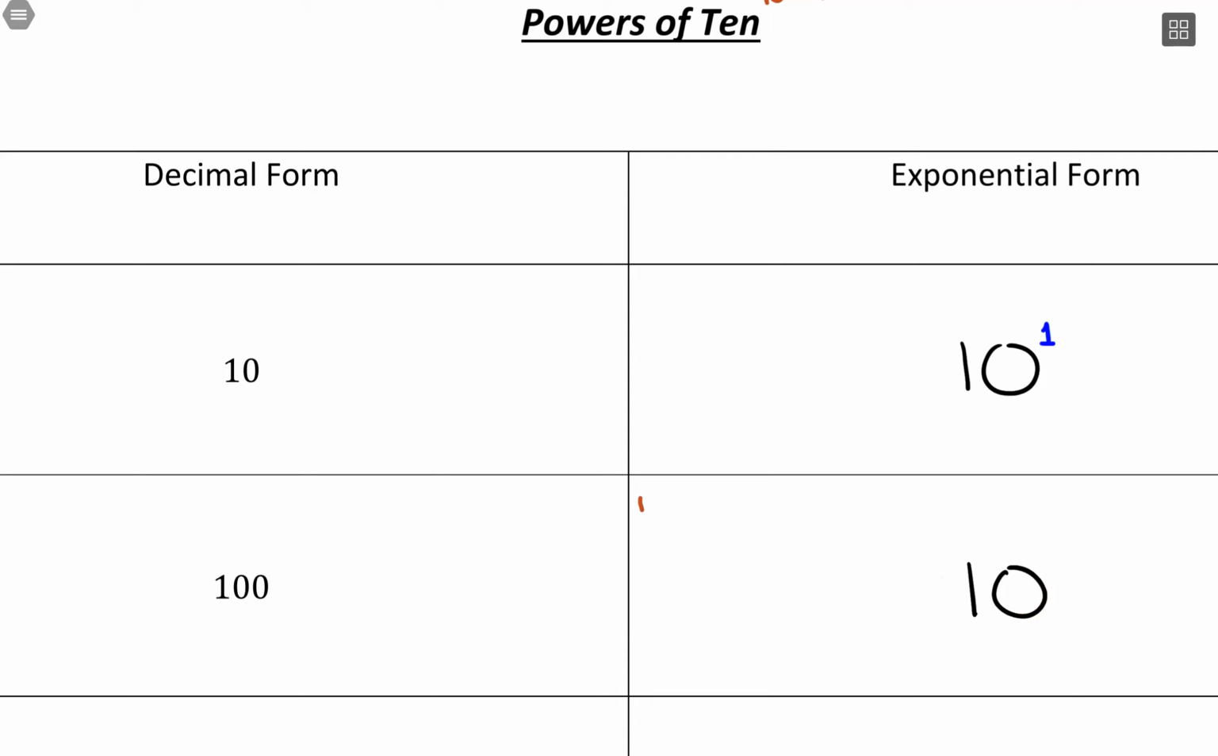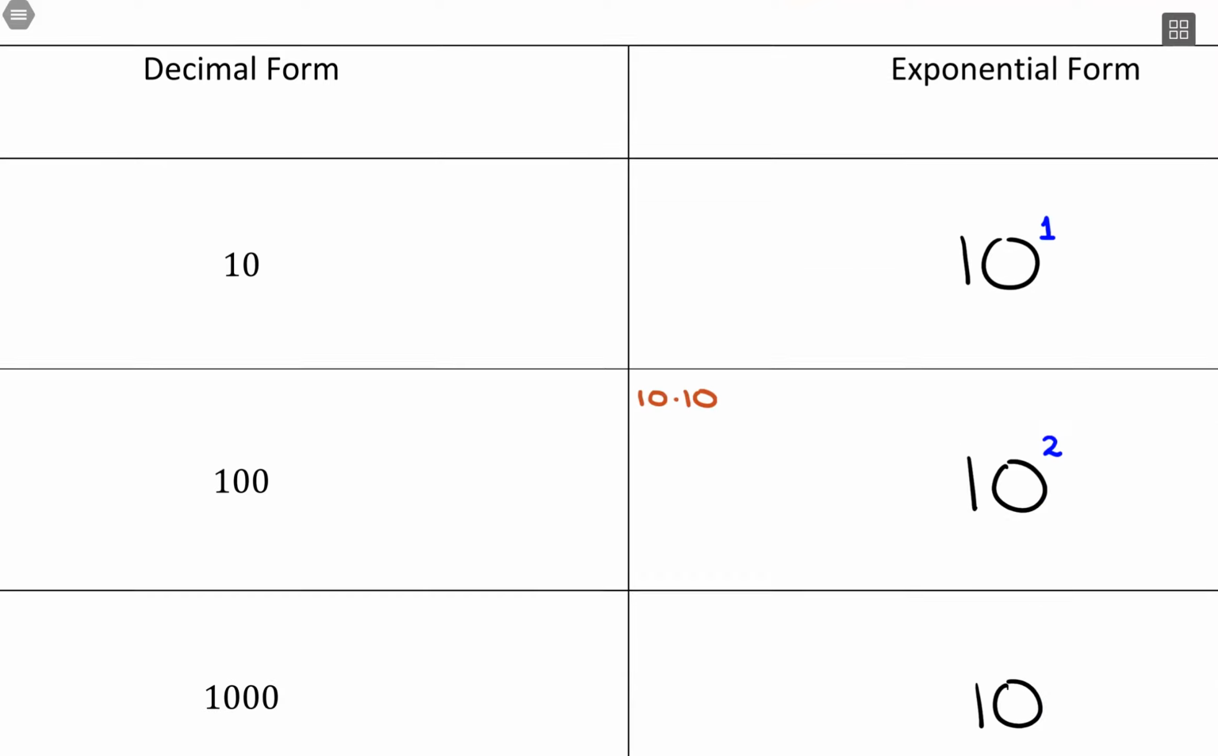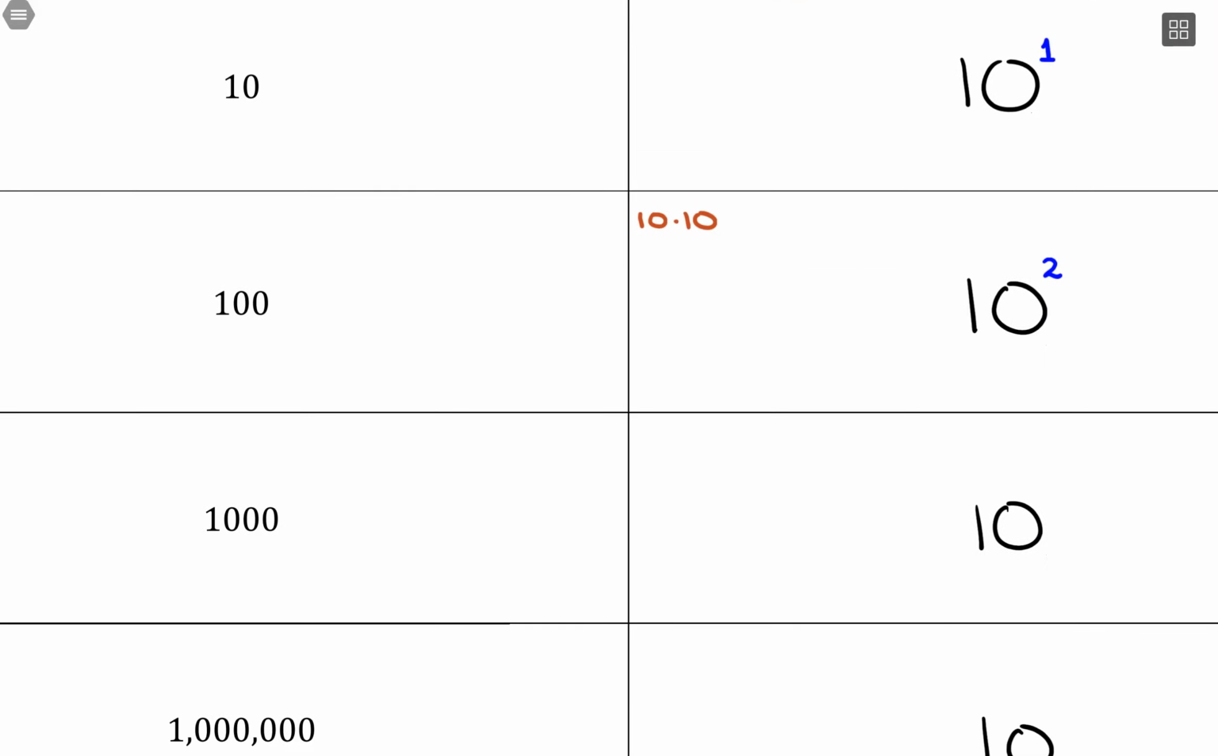Now for 100, what we would need to do is take 10 and multiply it to itself. So really what we're doing is we're taking 10 times 10, and that means we need an exponent of 2. So again, exponents just multiply that base to itself, and the exponent tells us how many times we do that. If we have 1,000, that's coming from 10 times 10 times 10, which means we need an exponent of 3.